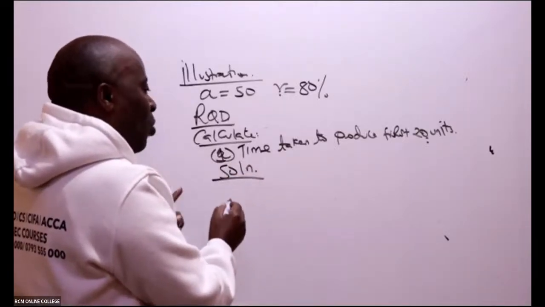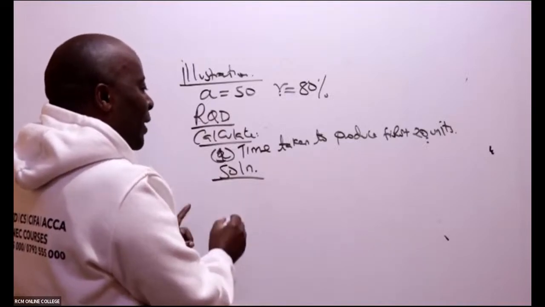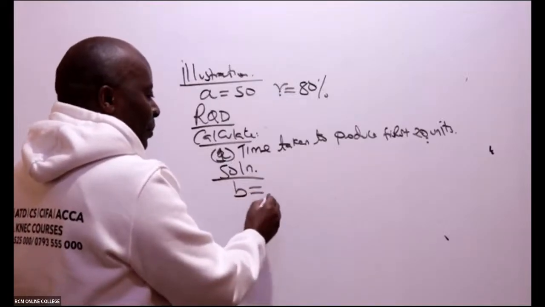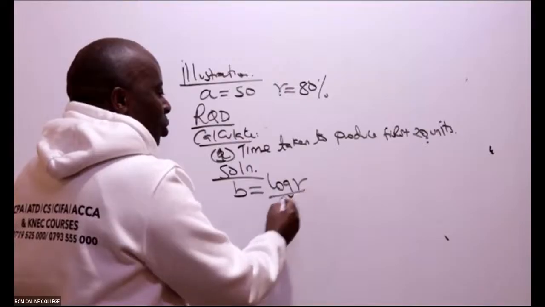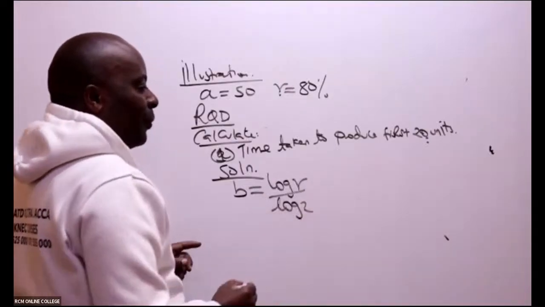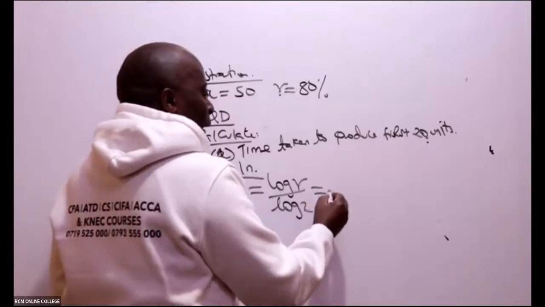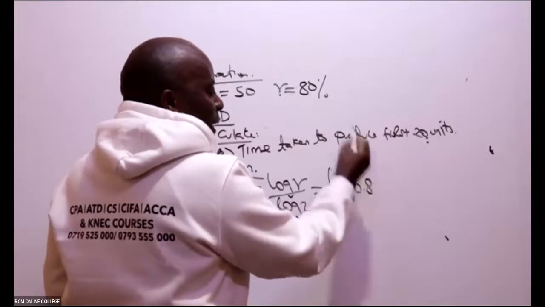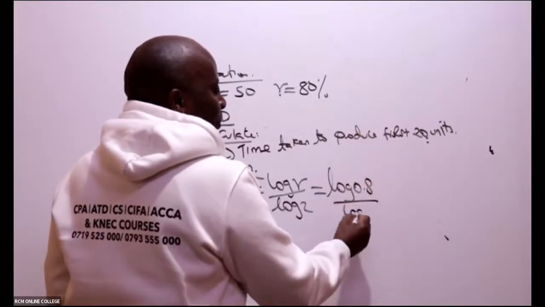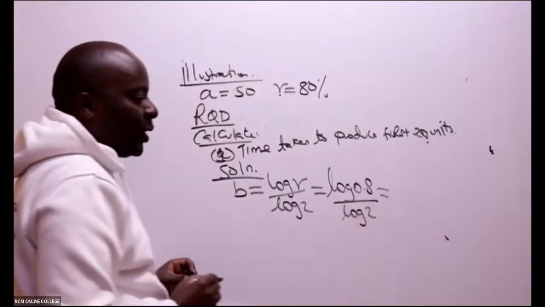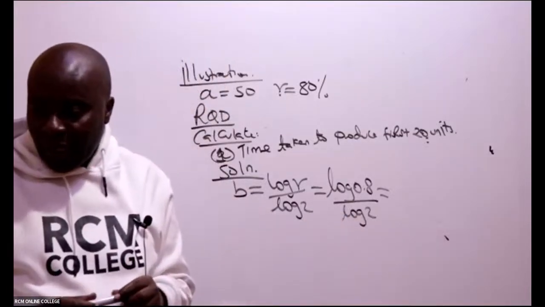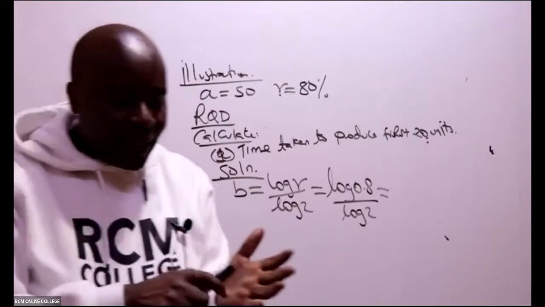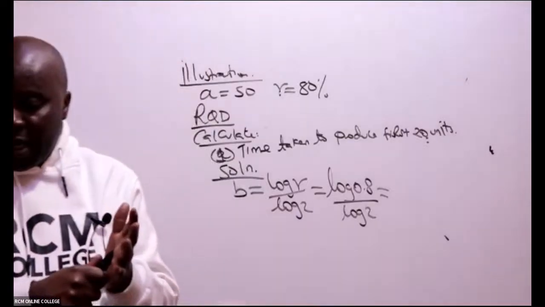The very first thing I will do here is to get the learning index B. How do we get learning index B? It is logarithm of R over logarithm of 2. So in this case, don't say 80%, it must be point something. So logarithm 0.8 over logarithm 2. Are you able to give me this answer? Just take your calculator. There is a button there written log.